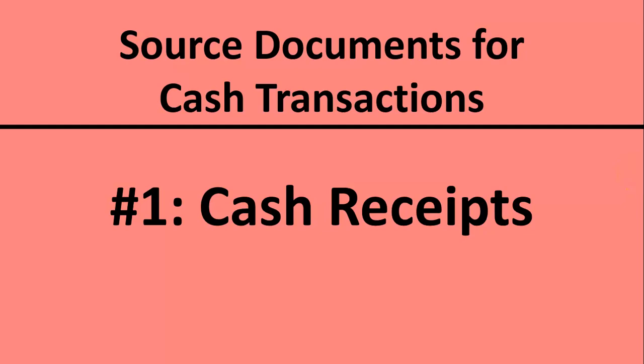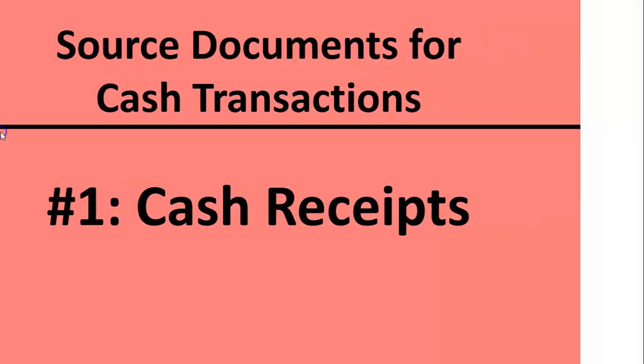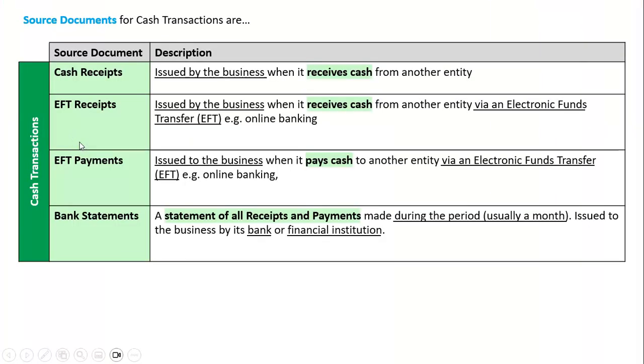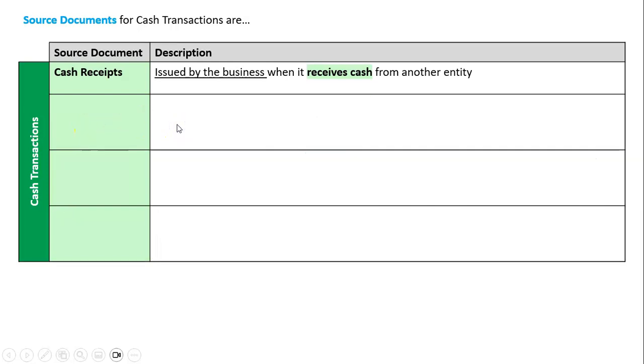The first type of source document for cash transactions that we'll need is cash receipts. So we're going to do 4 types of source documents for cash, and we'll start with this one. A cash receipt is issued by the business when it receives cash from another entity. And the best thing about this one is that we've all received receipts as customers. So all we've got to do is reverse the logic to apply it to the business.